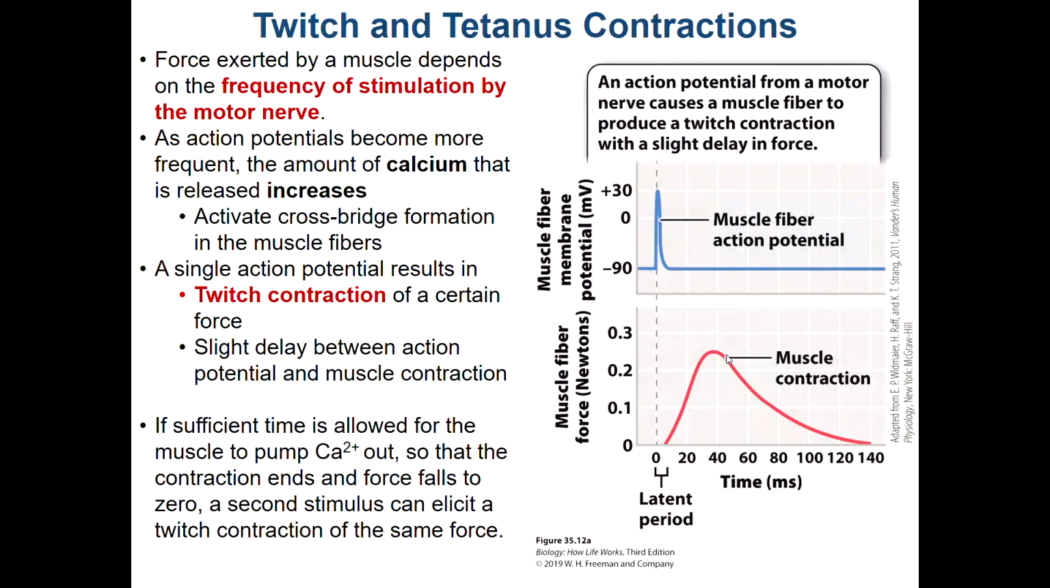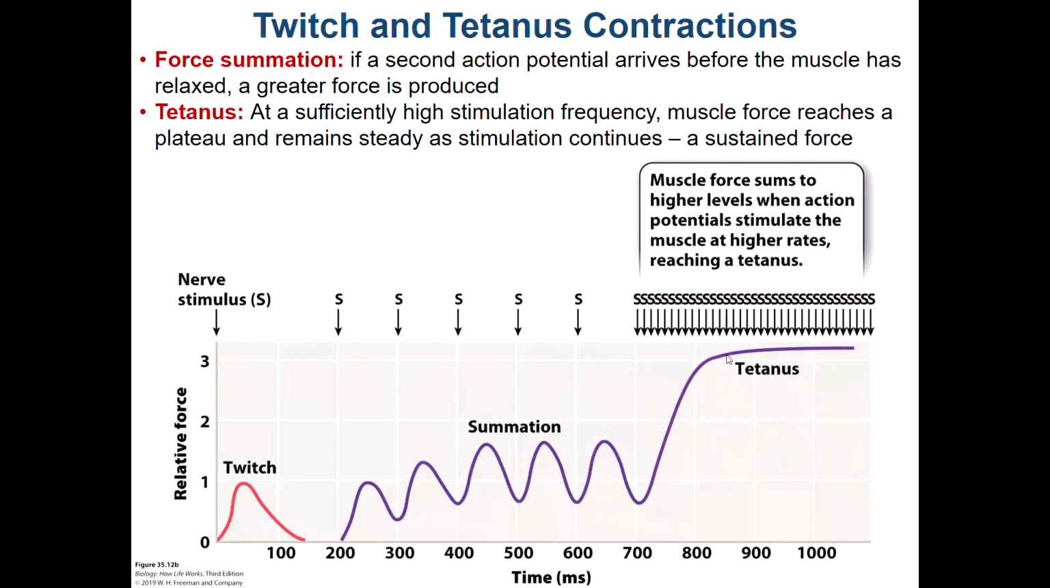But just having a muscle twitch does not necessarily generate enough force for us to do something such as lift heavy weights. In order for that to happen, we must have force summation. And remember from last lecture, summation is just adding up of, in this example, the force. So like we learned in the last slide, we can have one twitch contraction and then it ends. But if a second action potential arrives before the muscle has fully relaxed, a greater force is produced.